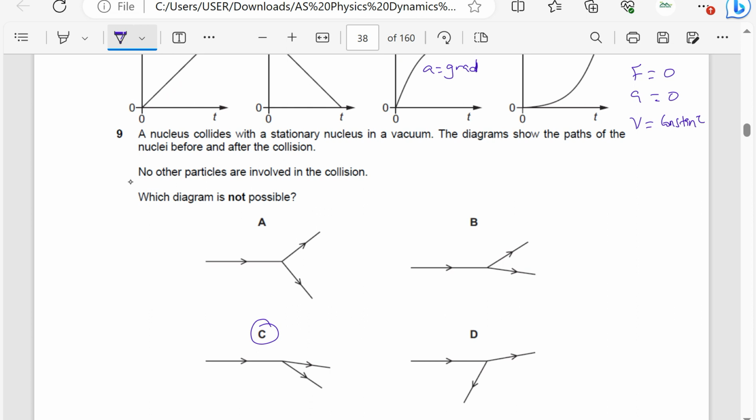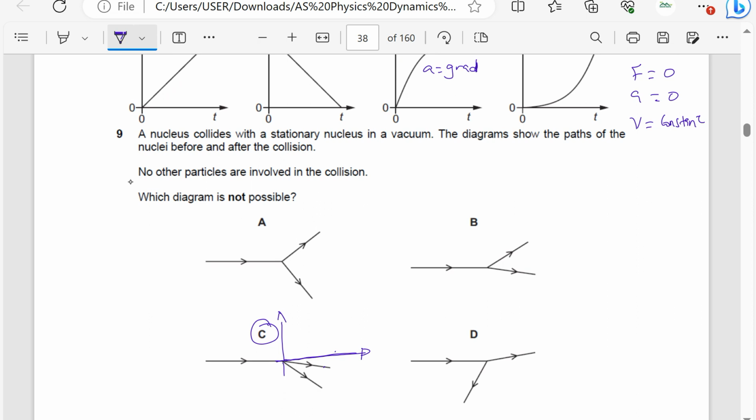And for C, if I complete a horizontal line, it means momentum in the vertical cannot be conserved, because here there's a resultant momentum downwards. In the vertical, there's a resultant momentum. In the horizontal, we can resolve these to form a resultant momentum in the horizontal, but there's no component in the vertical to balance the momentum downwards. So the answer is going to be C.